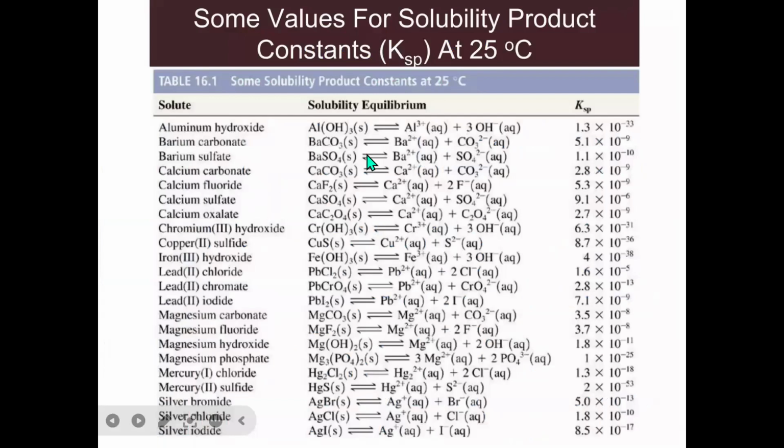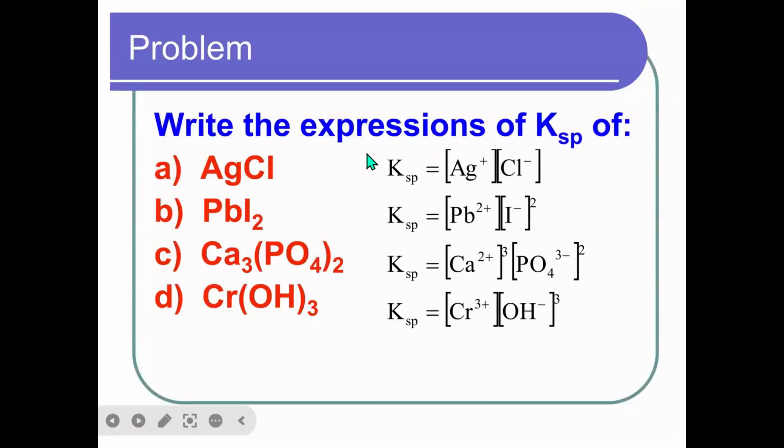So here are some values for the solubility product constant at 25 degrees centigrade. These are some of the inorganic compounds. We have barium hydroxide, aluminum hydroxide, barium carbonate, barium sulfate. There are so many of them, with their solubility equilibrium and then their individual solubility product.